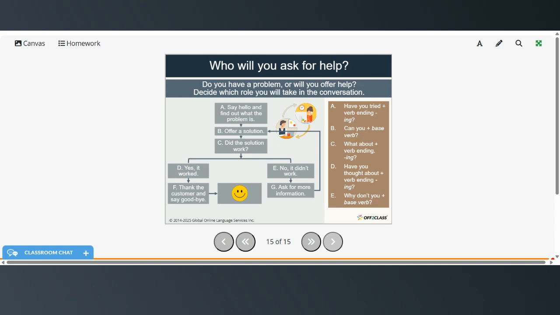So, you're going to write a dialogue, and here are some guidelines for writing that. So, the first person will say hello, find out what the problem is. Person will describe the problem, then you'll offer a solution. First person will say whether the solution worked or not. If it didn't work, ask for more information and then offer a new solution. If it did work, thank the customer and say goodbye. And remember to include all of these elements, vocabulary and sentence structure in your dialogue.